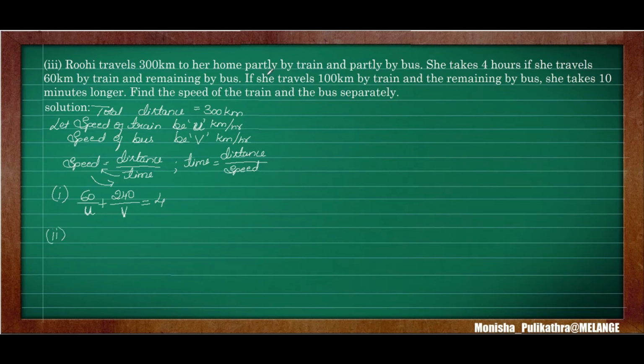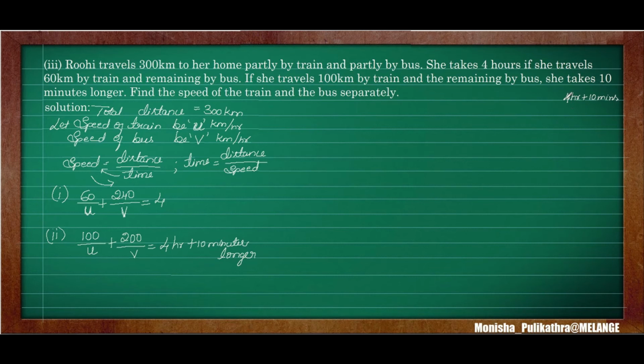And second, if she travels 100 km by train, the remaining in the total distance 300 minus 100 is 200, and she will take 10 minutes longer. So after 4 hours she will take 10 minutes longer. So 4 hours plus 10 minutes longer.